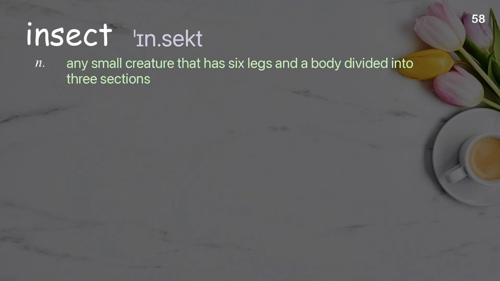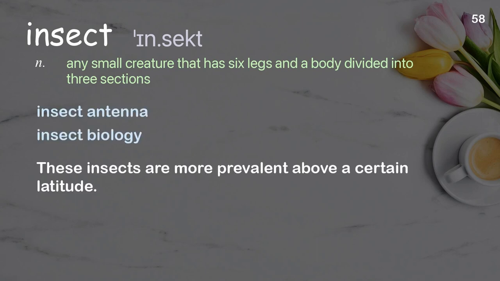Insect. Any small creature that has six legs and a body divided into three sections. Examples: insect antenna, insect biology. These insects are more prevalent above a certain latitude.